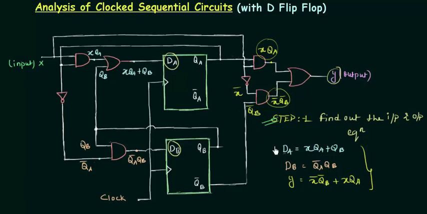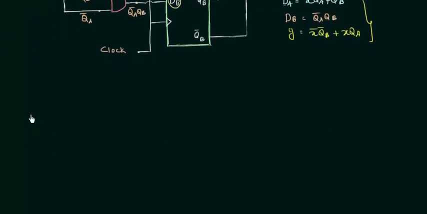The next thing is to make the state table, which is our step number 2. So let's make it, step number 2, that is the state table.